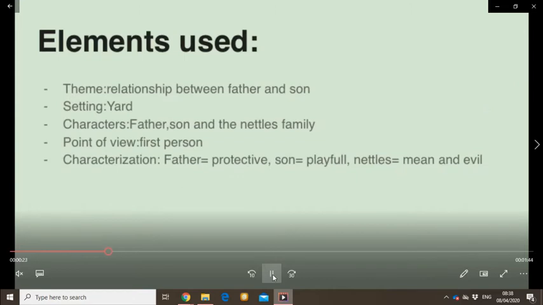The elements used are theme, the relationship between father and son. The setting is their backyard. The characters within the story or the poem are the father, son, and the nettles are depicted as characters too. The point of view is first person, so we know it's a personal experience. And the characterization, the father is protective, the son is playful, and the nettles are depicted as mean and evil soldiers.